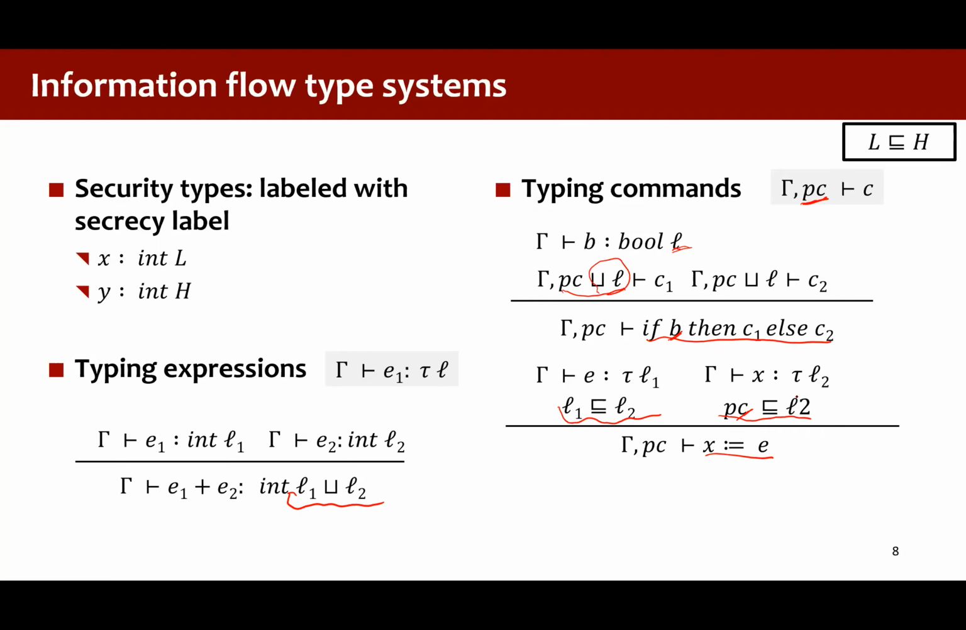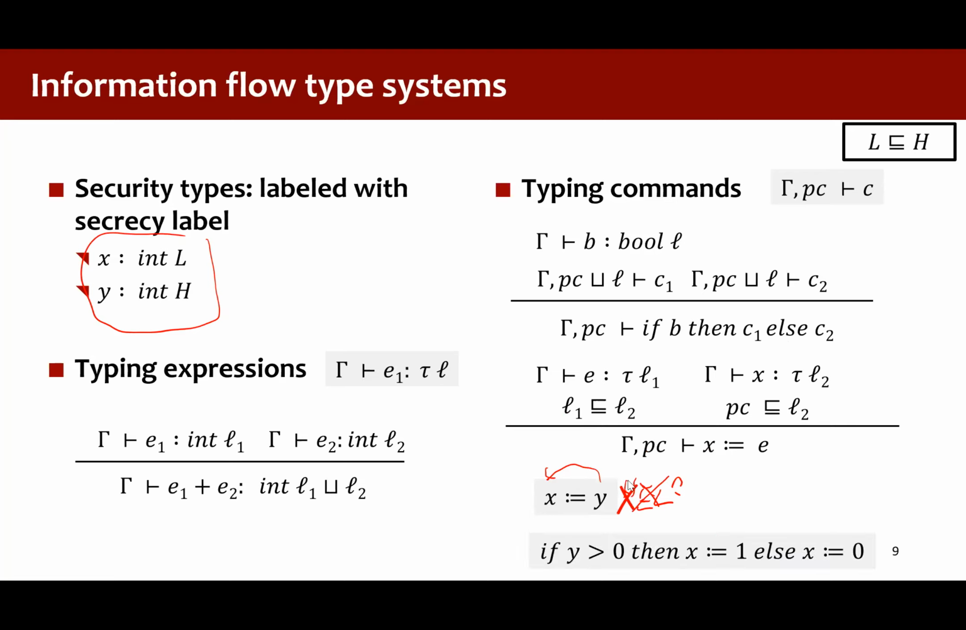All right, let's see if I have an example. Here I have one example. Let's just use gamma to be what I wrote on the left: X is low, Y is high. When I do an assignment, I'm going to use this rule. Even before looking at PC, I'm comparing whether Y can flow into X. So I'm actually checking whether H is lower than or equal to L. This obviously is not true. So this program cannot type check. It will be ruled out. The explicit flow is ruled out.